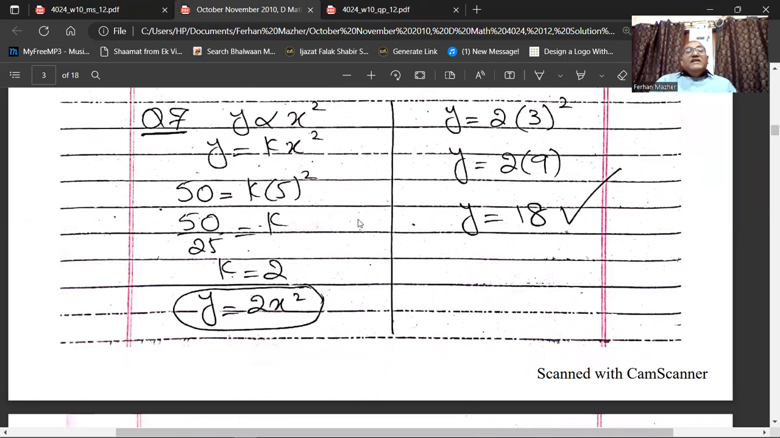The y is 50, the x is 5, so 50 is equal to k bracket 5 bracket close square. So you will have 50 divided by 25 equals k. So the k will be equal to 2. So the y value will become 2x square.